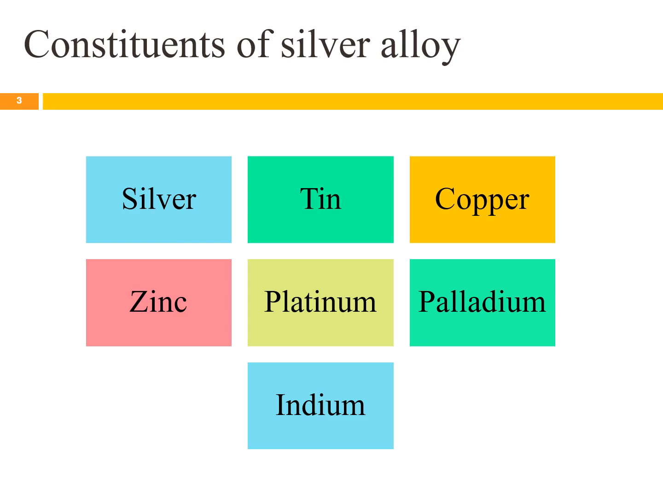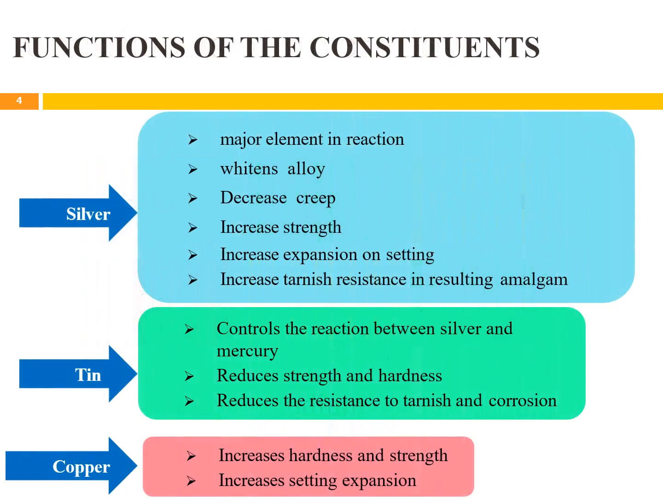Its constituents are silver, tin, copper, zinc, platinum, palladium and iridium. Majorly silver, it is the major element in the reaction. It whitens the alloy, decreases the creep, increases the strength, increases the expansion on setting, and increases tarnish resistance in the resulting amalgam. Tin controls the reaction between silver and mercury. It reduces strength and hardness, and reduces resistance to tarnish and corrosion. Copper increases the hardness and strength, and it increases the setting expansion.